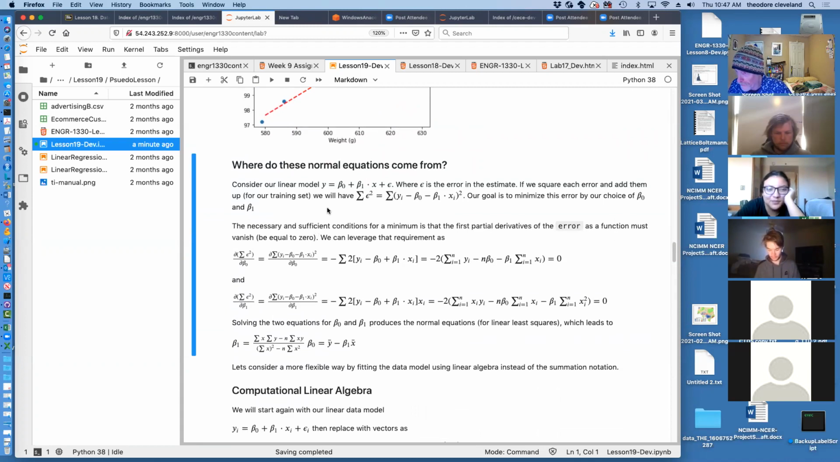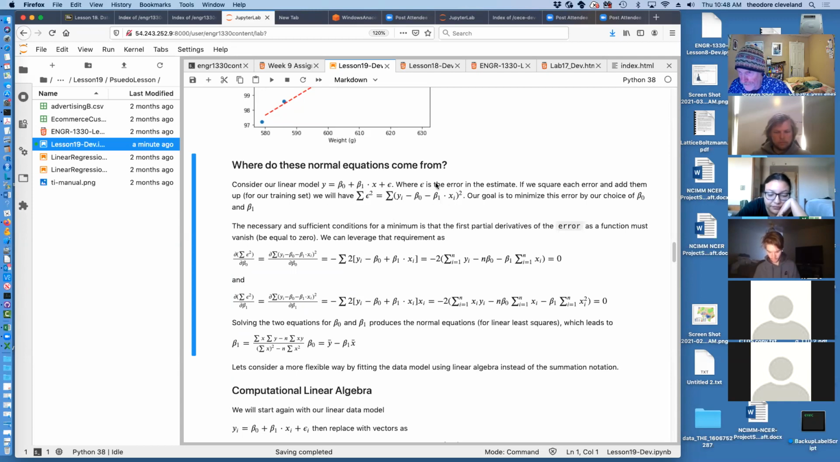So to compute the error for our training set, we can take this equation here. We want to square the errors, and we get the sum of errors squared is equal to the sum of the quantity y sub i minus beta 0 minus beta 1 times x, quantity squared. And our goal is to minimize this error by choice of beta 0 and beta 1.